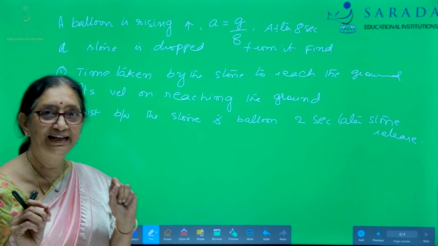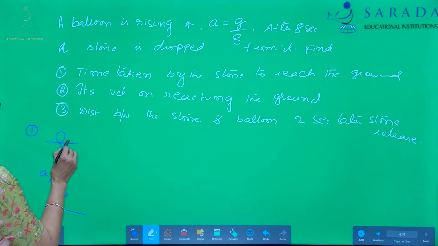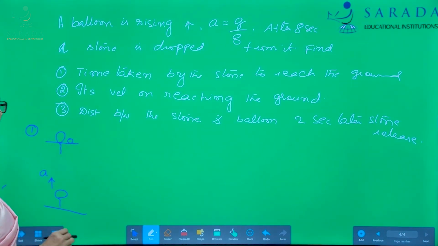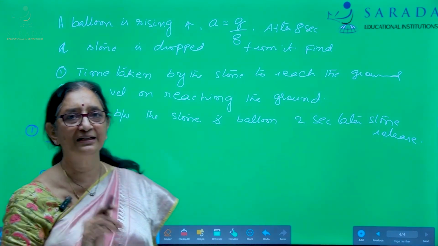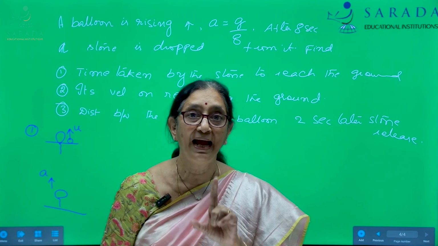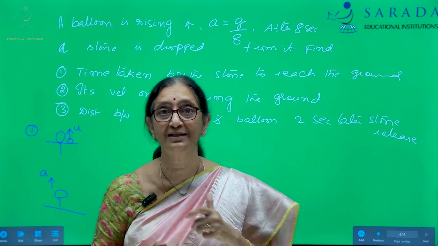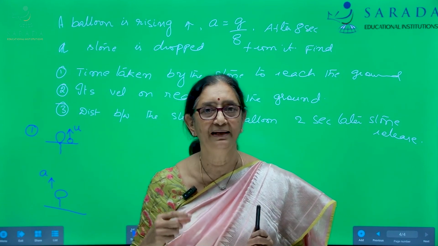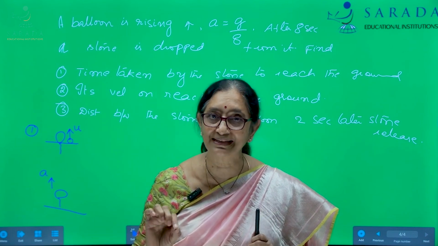So, at that instant of time, the balloon has some velocity. As the stone is released from the balloon, the initial velocity of the stone at the instant of release is the same as the velocity of the balloon at that particular instant. This is the most important concept to understand. Look here. Imagine a balloon rising vertically up with uniform acceleration.